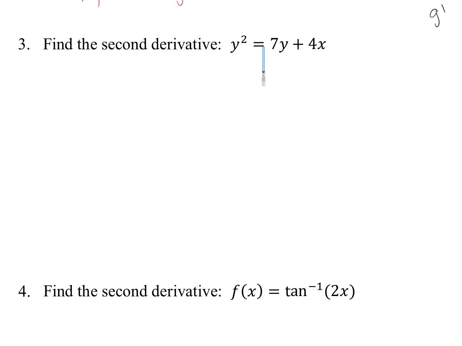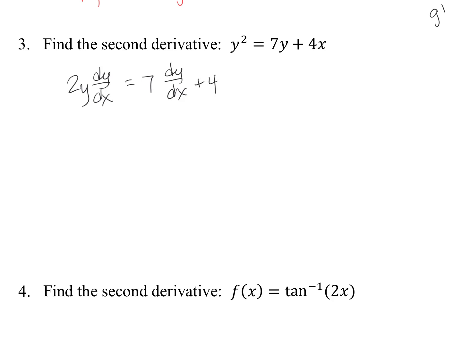They said find the second derivative, and my y's are within the problem. Here we go. Derivative of y squared: 2y dy/dx. They said find the second derivative, so we have to start with the first derivative. The derivative of 7y? I heard them say 7 dy/dx. And the derivative of 4x?